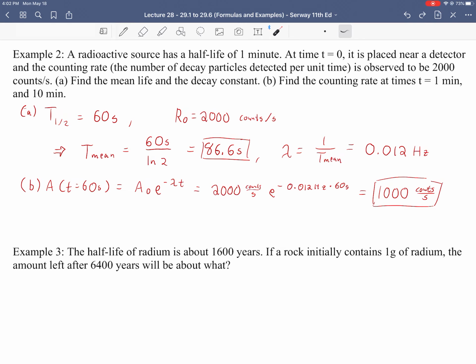So if your population decreases by half in a certain amount of time, your activity will also decrease by half in that same amount of time. In this case, 1 minute. And then after 10 minutes, well, it's not going to be a tenth, but it'll be much less than that because it's exponential.